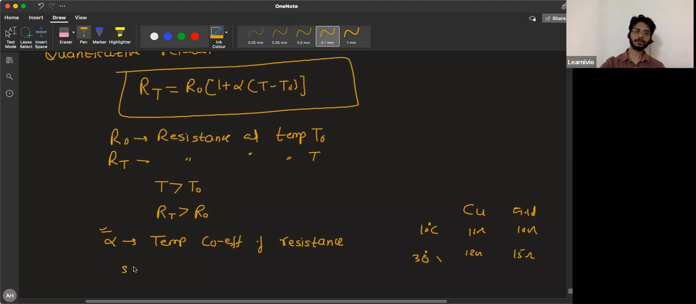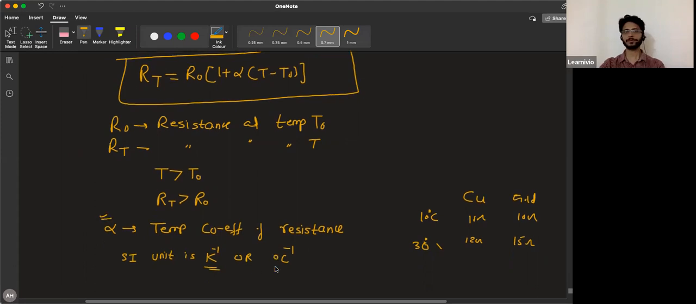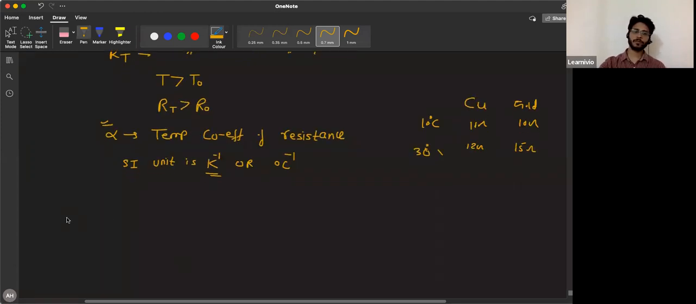The SI unit of alpha is Kelvin inverse, but you can also use degree Celsius inverse. You can use both the units. Remember a few more things. For conductors, alpha is positive because in conductors, on increasing temperature, resistance increases. Alpha is positive and it has a large value.